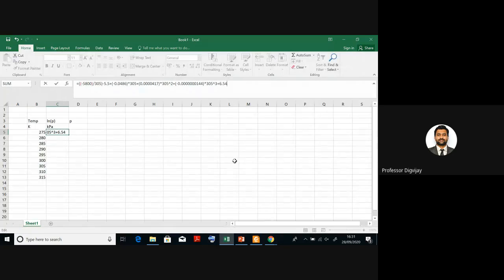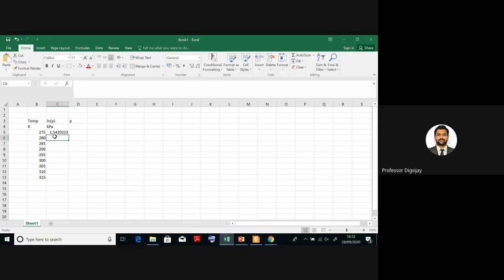So 6.54 into log. For log you can simply type ln. So ln, it will take the natural log, into 305. Okay, 305 is our temperature. So this will give a value of 1.54.